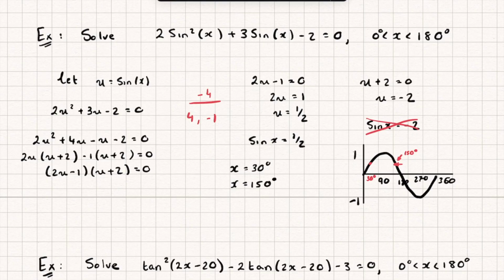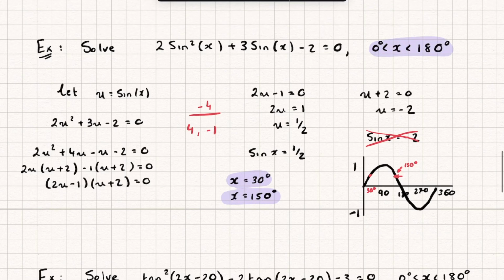Now from here I would usually add or subtract the period of the function to both of these solutions to see if there are any more. But the period of sine of x is 360, and so if you add or subtract 360 to either of these numbers, you're going to be well outside the range of values that you would want. And so there's only two solutions to this equation, and we're done.